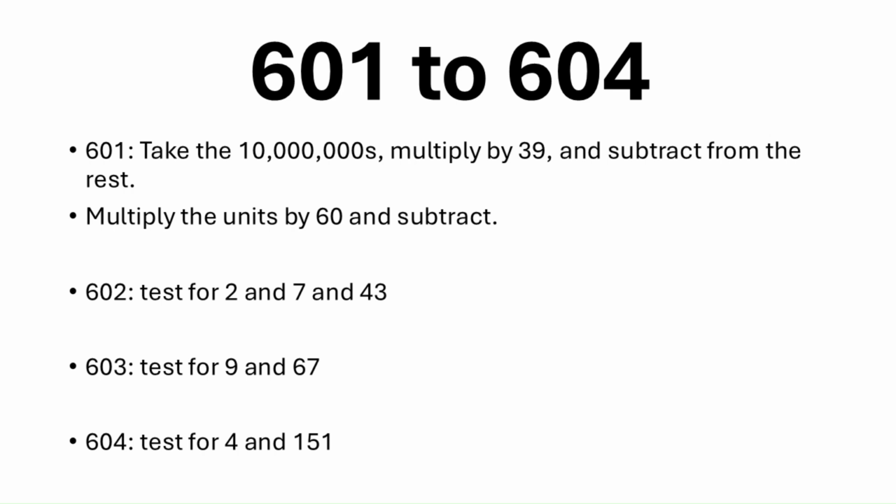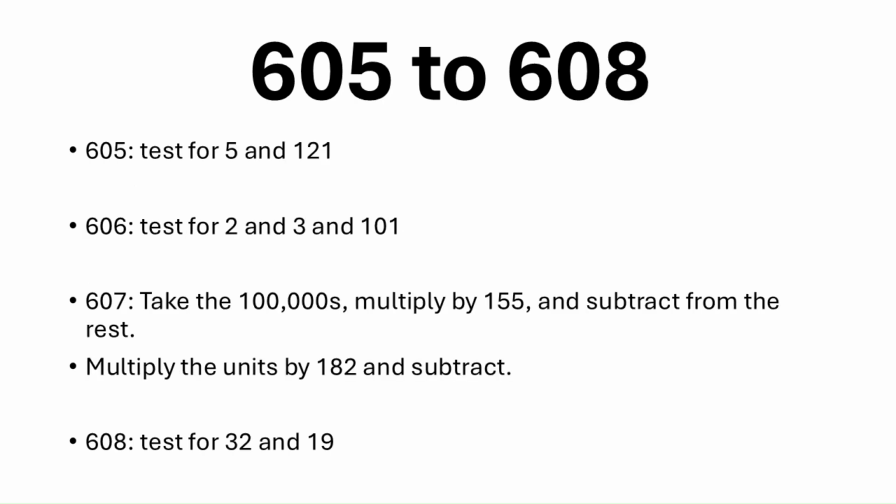604, test for 4 and 151. 605, test for 5 and 121. 606, test for 2 and 3 and 101. 607, take the 100,000s, multiply by 155, and subtract from the rest. Multiply the units by 182 and subtract.